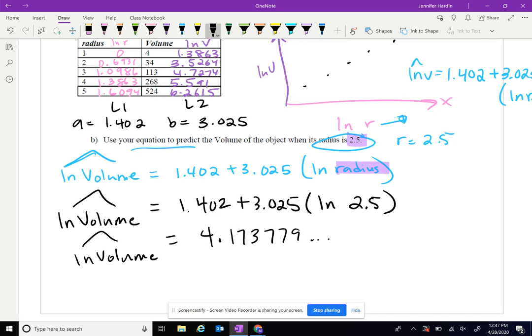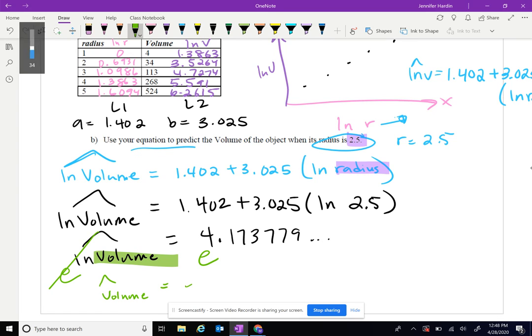But then you have to remember, we don't want the prediction for the natural log of the volume. We want to solve for volume. So how do we get volume by itself? We have to get rid of a natural log. So to undo a log, we exponentiate both sides. To kill off this log, I need to have a base e on both sides of that function. So the base e and the natural log, it's log base e. They cancel each other out.